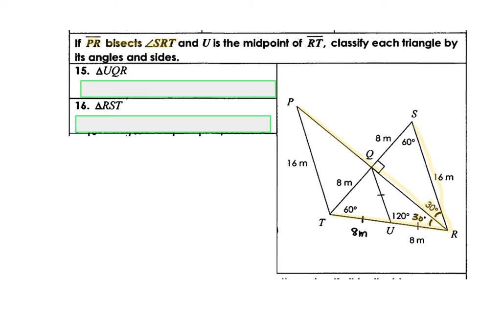They also told me U is the midpoint of RT. Well, here's RT. Here is U. If that's the midpoint, then I know that these two are congruent, and I know if this is 8, this is 8, because they told me that is the midpoint. And so sometimes they will show you in notation, and sometimes they will tell you in words what they're saying as far as congruence goes.